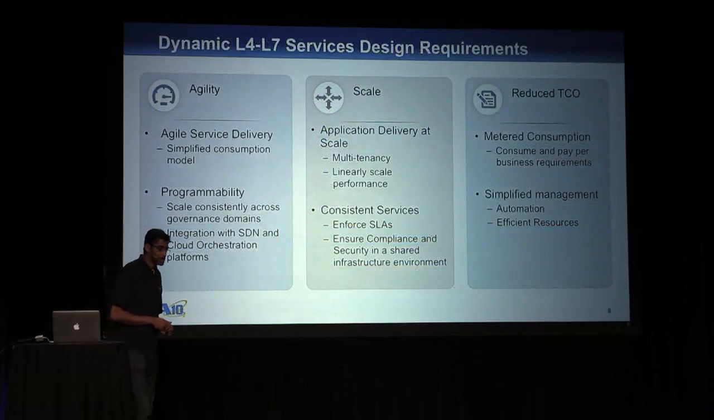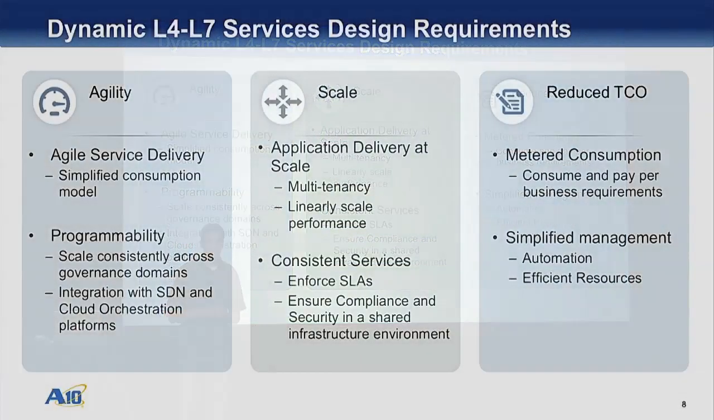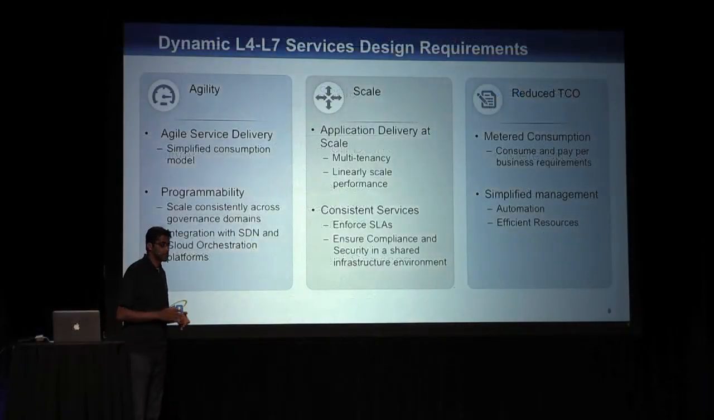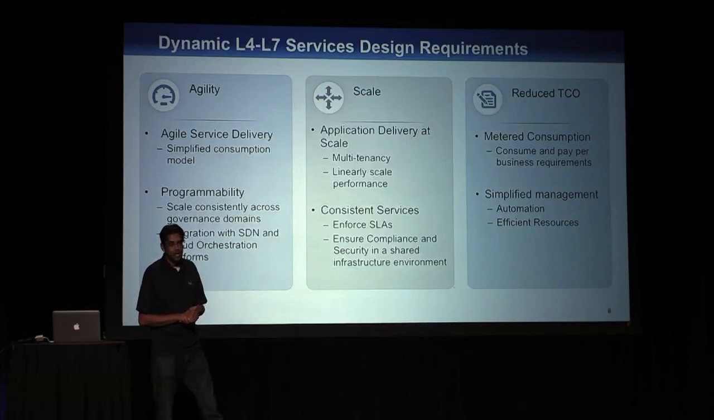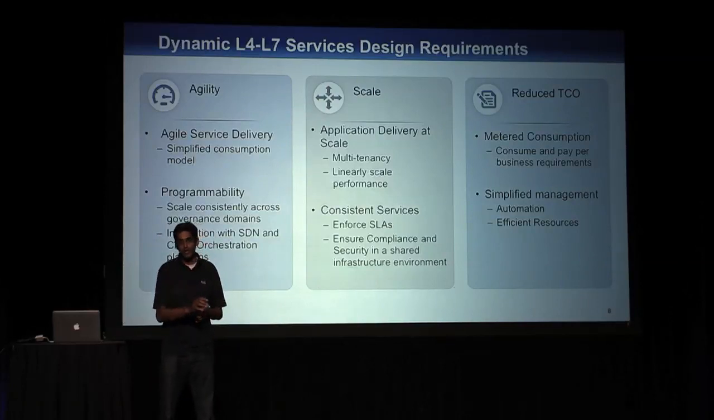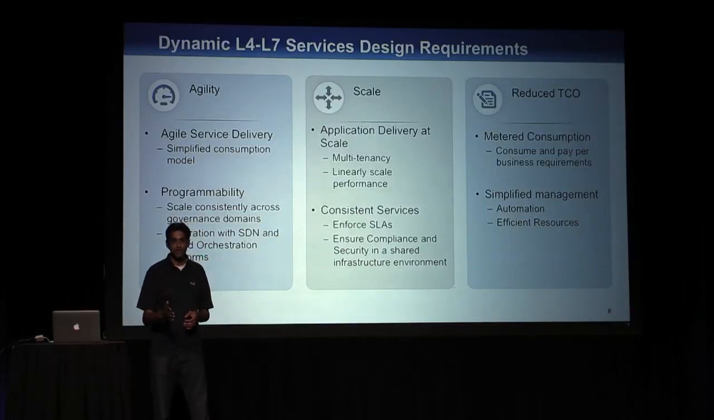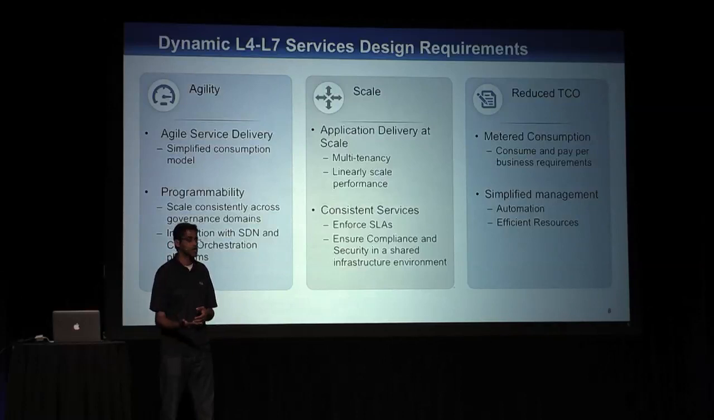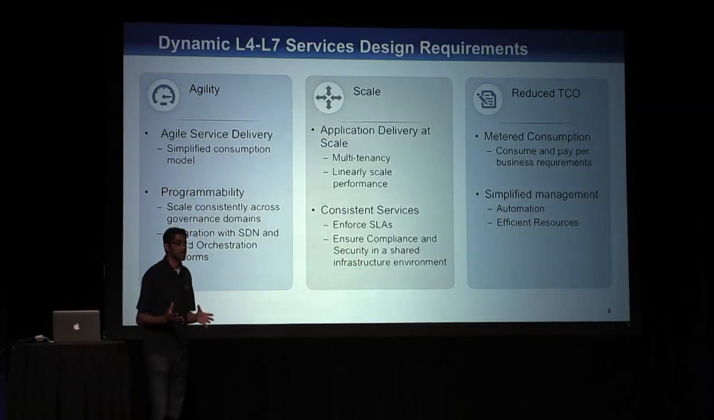So just to summarize, right? What are the design requirements for L4 to L7 services? I roughly categorize these into three buckets: agility, scale, and reduced total cost of ownership. Agility today is table stakes. For those of you who attended yesterday's keynote speech, customers used to look at fast, good, and cheap. What they're looking for now is fast, fast, and fast. If you give them fast, they can convert it into cheap, they can convert it into good. What they're looking for is an agile infrastructure, an agile policy-driven infrastructure.